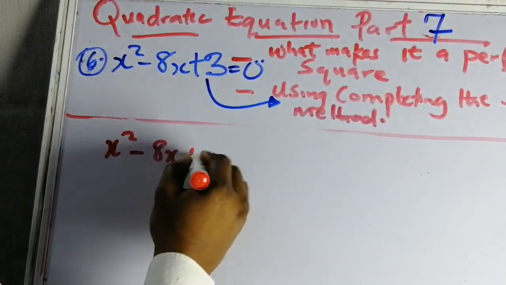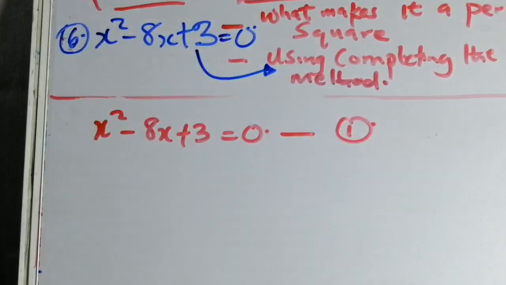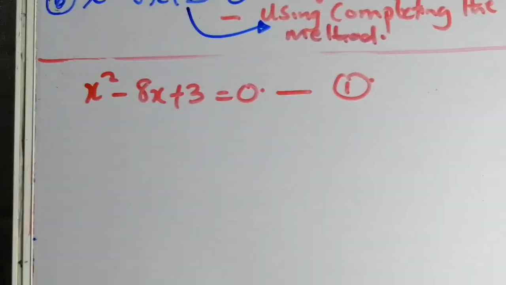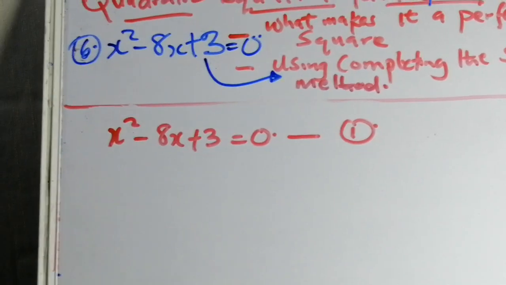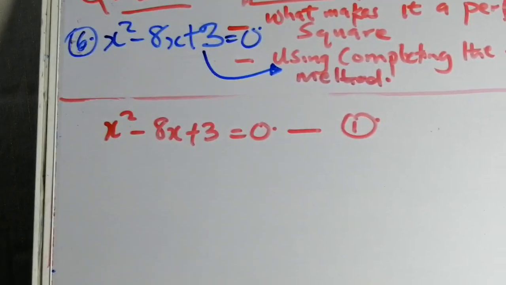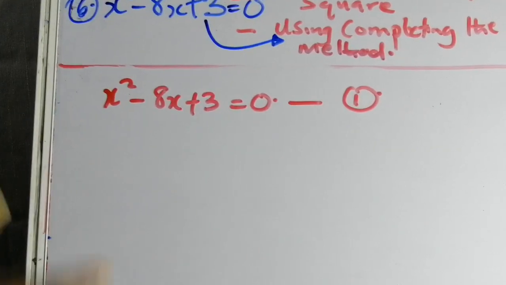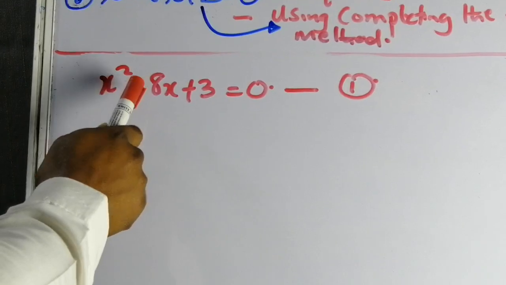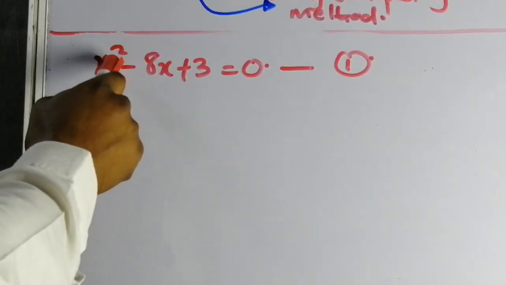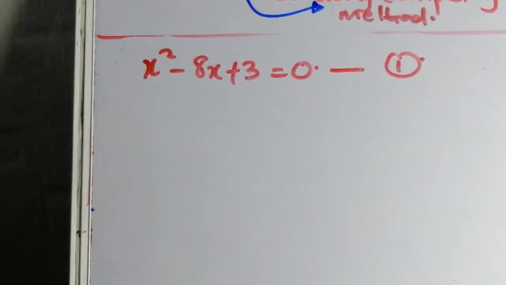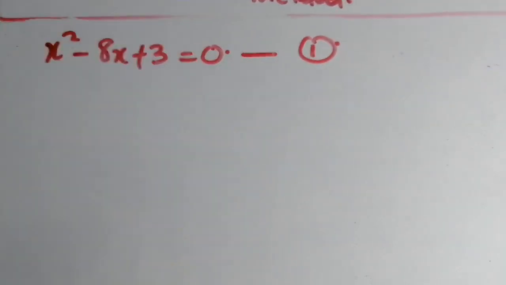x squared minus 8x plus 3 equals 0. We name it as what? Equation 1. Now, in part 6, I made mention of writing it in general quadratic equation. If you look at this, this is already written in general quadratic equation, so there's no need for me to introduce it. If you look at part 6, they only stop at the second value, which is x squared minus 8x. There's no third value there. So now they said using the completing the square method, solve this equation.